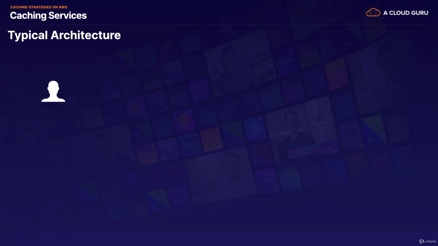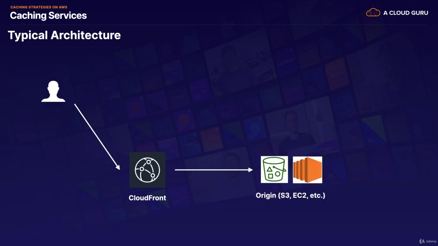So I want you to take a look at a typical architecture. We've got our user, and they're hitting CloudFront, and CloudFront is basically caching the origin. The origin could be an S3 bucket, it could be EC2, it could be an application load balancer with EC2 instances behind it, it could be Route 53, etc. So that is a very straightforward architecture of caching.